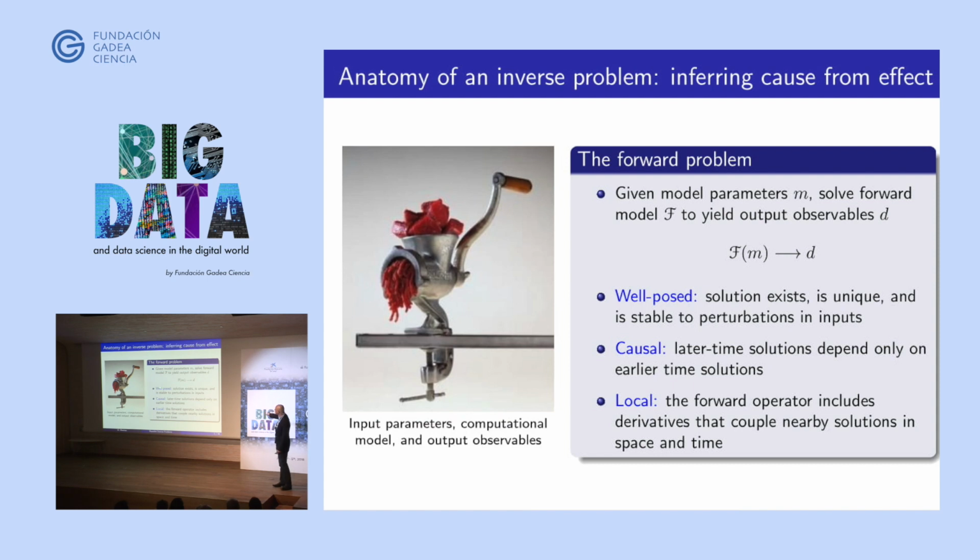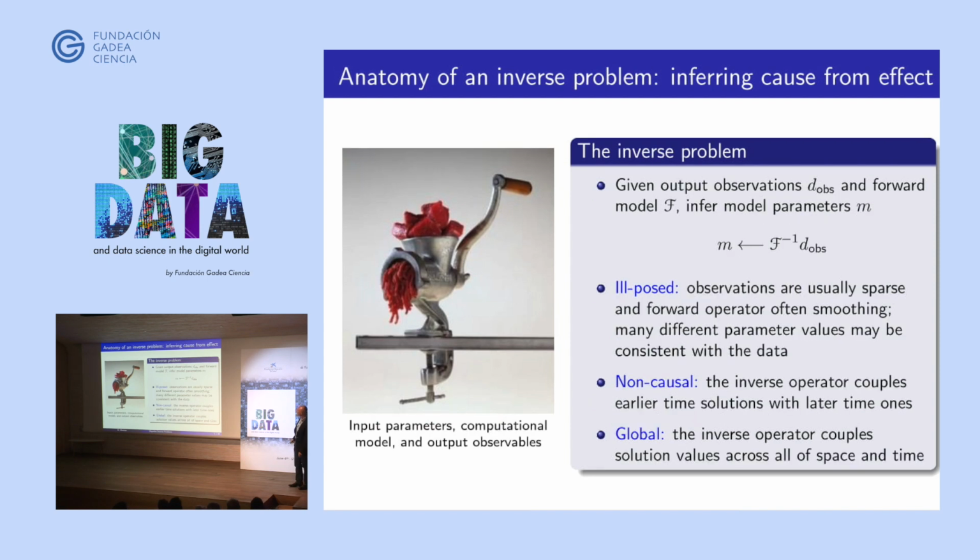And so the forward problem, which abstractly we can represent like this: m are model parameters, f of m means solve the forward problem given the model parameters to produce observables d. Well, this is obtained by turning the crank, solving the model, and you get these observables. So in many cases, the forward models are well posed. Not always. The famous examples where they're not, or at least the proofs are not available. Causal, and the operators are local.